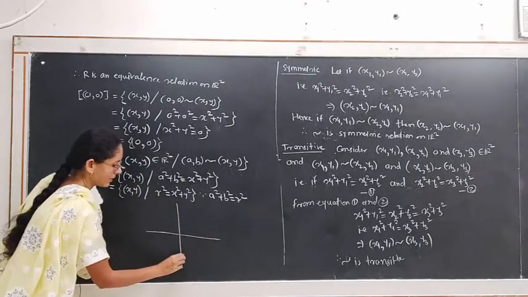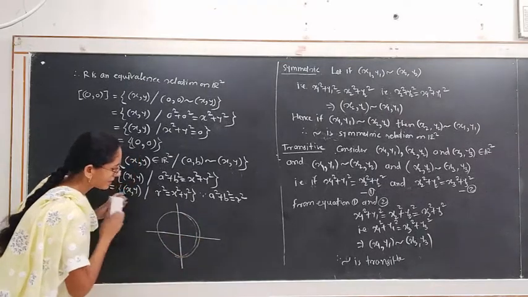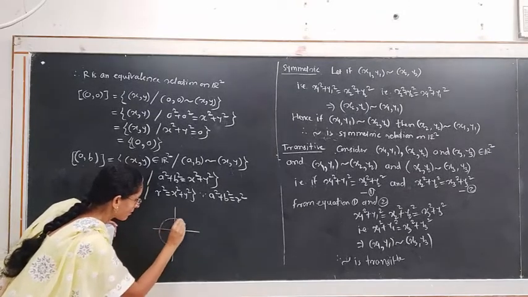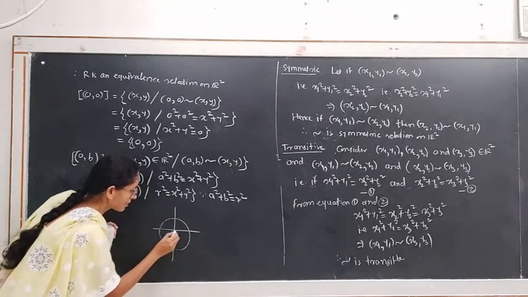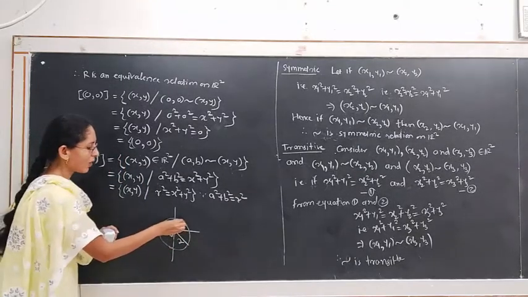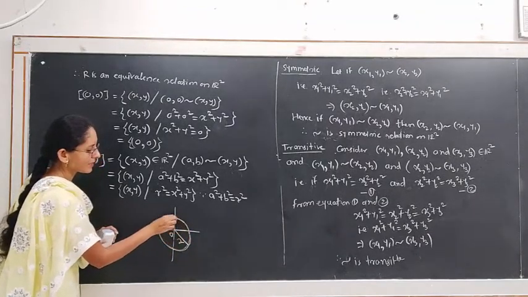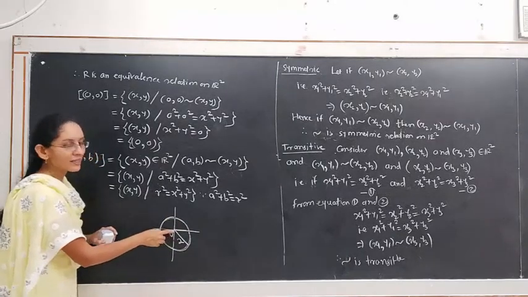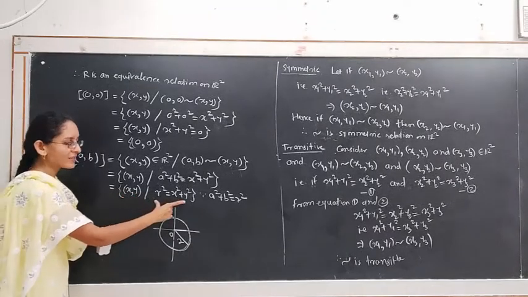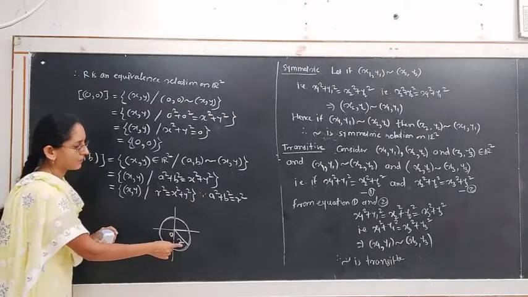See, if we consider radius r and the center of the circle is at origin, suppose this radius is r, then the set of all points on this circle having radius r and center at 0 are these points, because these points satisfy this equation. This is the equation of the circle whose center is at origin and radius is r.